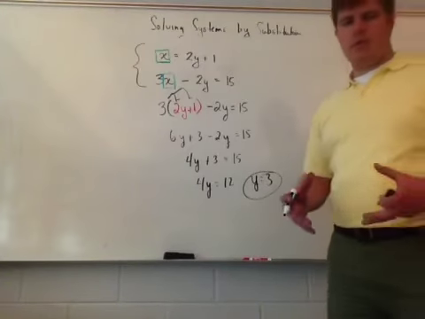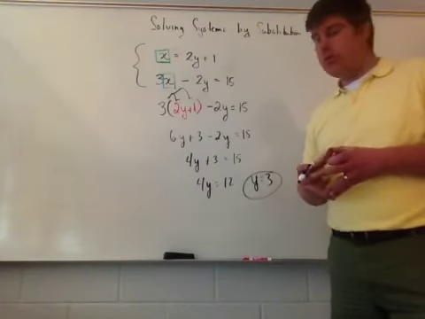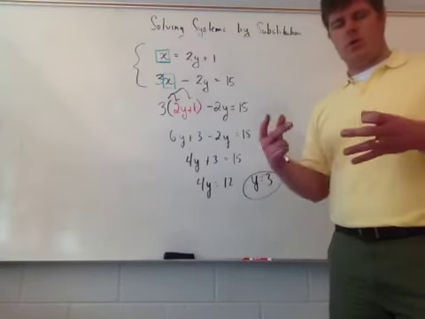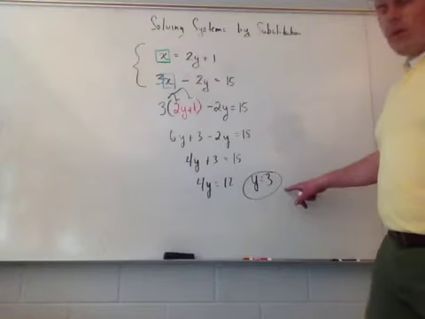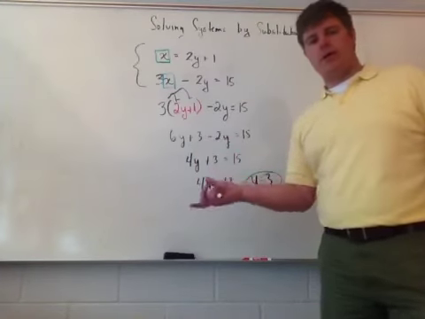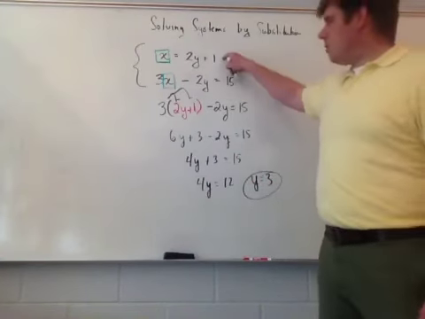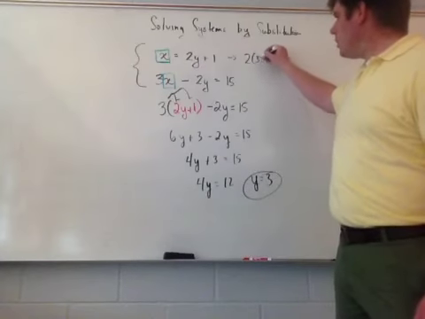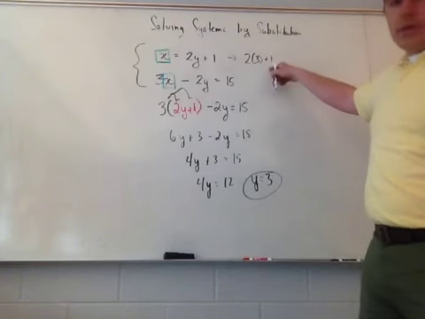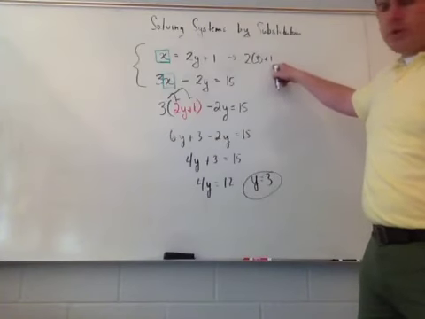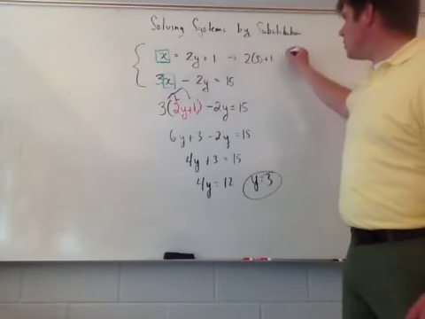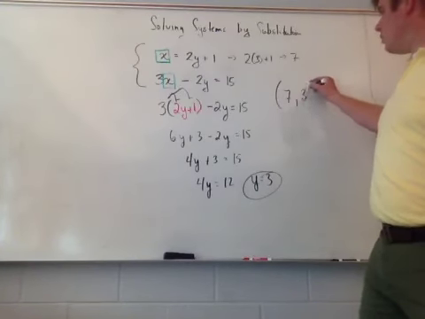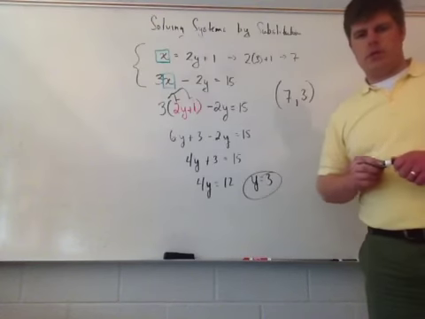Remember that I'm looking for the coordinate pair, because the solution to when lines intersect is a coordinate. So I must write my solution as a coordinate pair. I've got the y, so the other thing I have to find is the x. The way I find the x is I come up here and plug it in. So this becomes 2 times 3 plus 1. 2 times 3 is 6, and 6 plus 1 is 7, so x is equal to 7. My final answer to this one is 7, 3. So the coordinate pair 7, 3 is the solution to this problem.